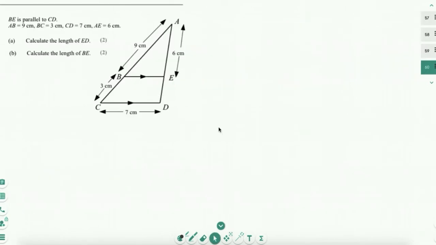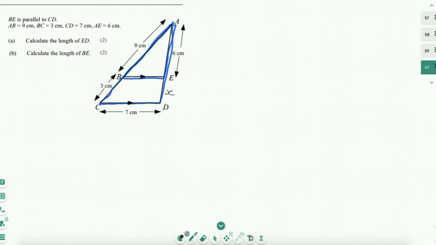All right, guys, next question. BE is parallel to CD. They give us all the lengths, and find the length of E to D. Well, let me tell you something. This is an example of a similar shape question. Even though in the previous two questions the shapes were separate, here the similar shapes are inside each other. So I can see one big triangle and one little triangle.